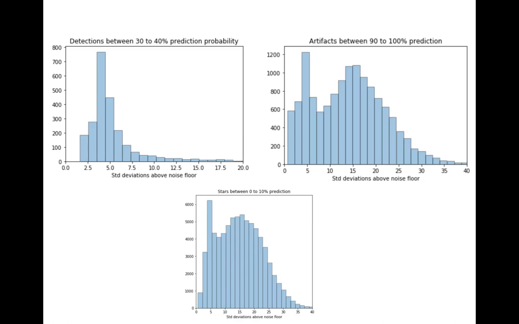Whereas for artifacts between 90 to 100% prediction probability ranges, most of these standard deviation values were above 10, with a mean of, I think, close to 15. And similarly was the case for stars which were predicted with a prediction probability of 0 to 10%. So that leaves us with a very interesting problem at the end: if we can now map the instrumental magnitudes to the true values of the magnitudes, then we can actually get an idea of how significant these detections are and whether they really matter for our polarimetric measurements or not.